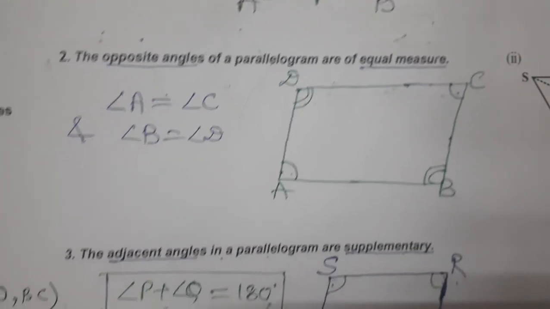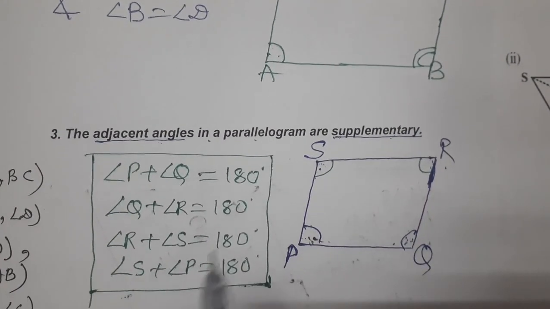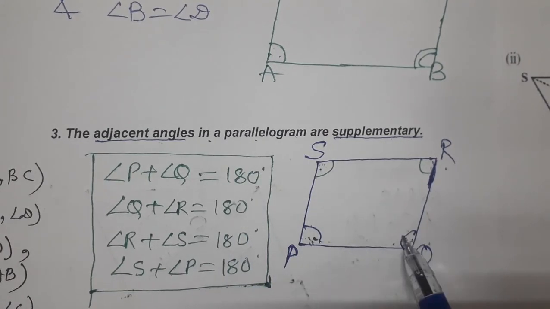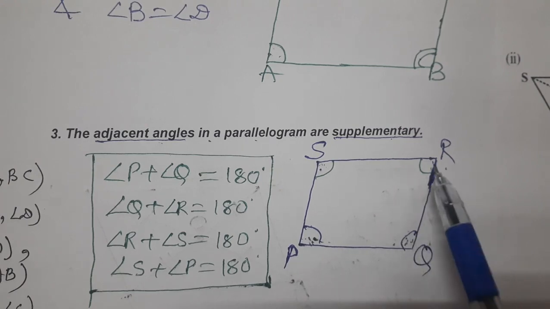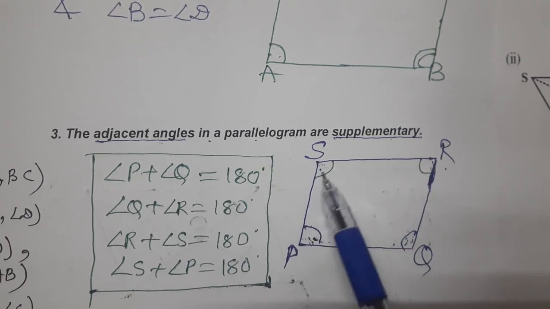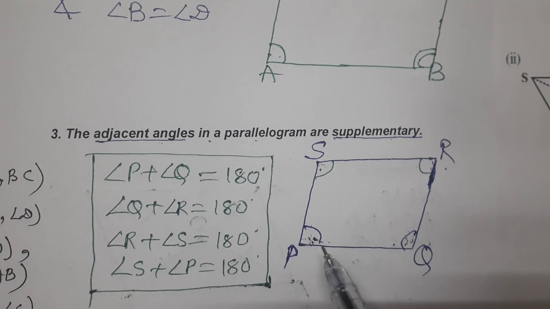And the third one, what we have studied? The adjacent angles of parallelogram are supplementary. These two adjacent angles, sum is 180 degrees. These two adjacent angles, sum is 180 degrees. And these two adjacent angles, sum is supplementary.